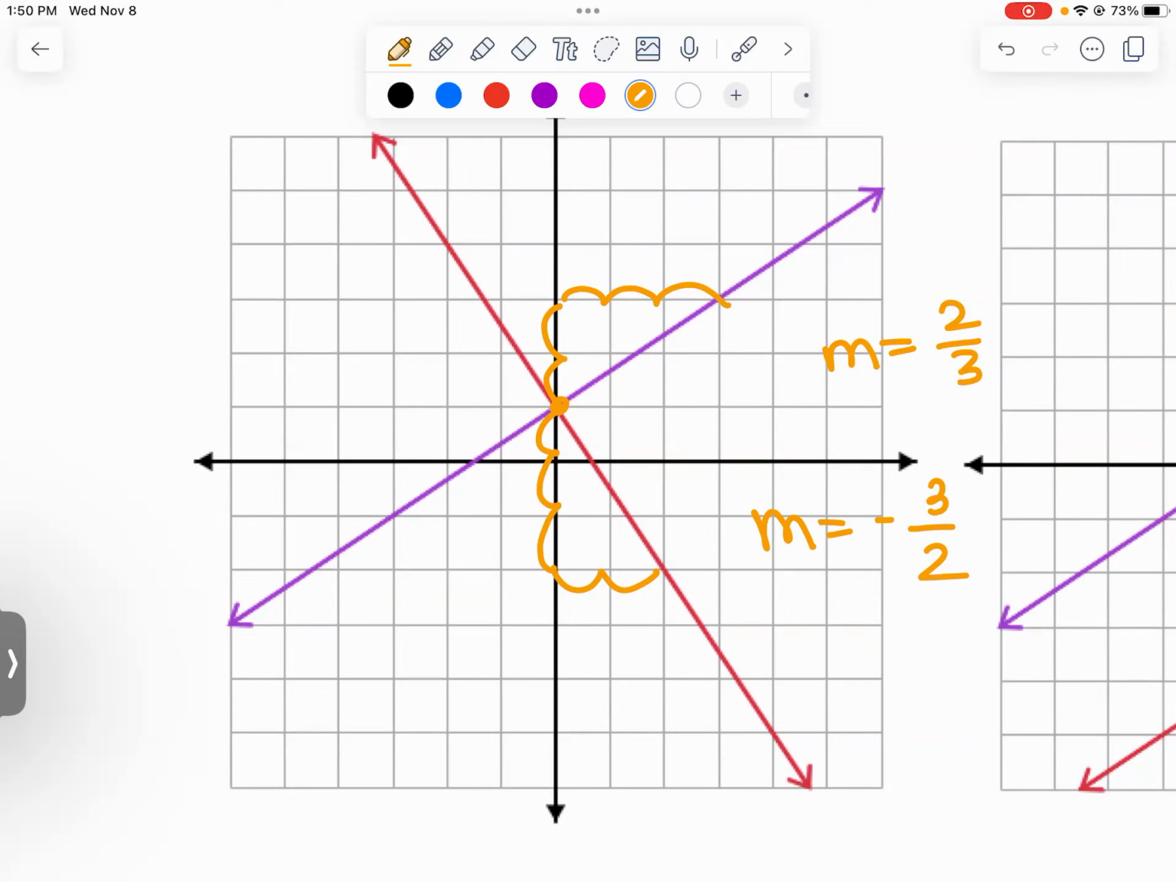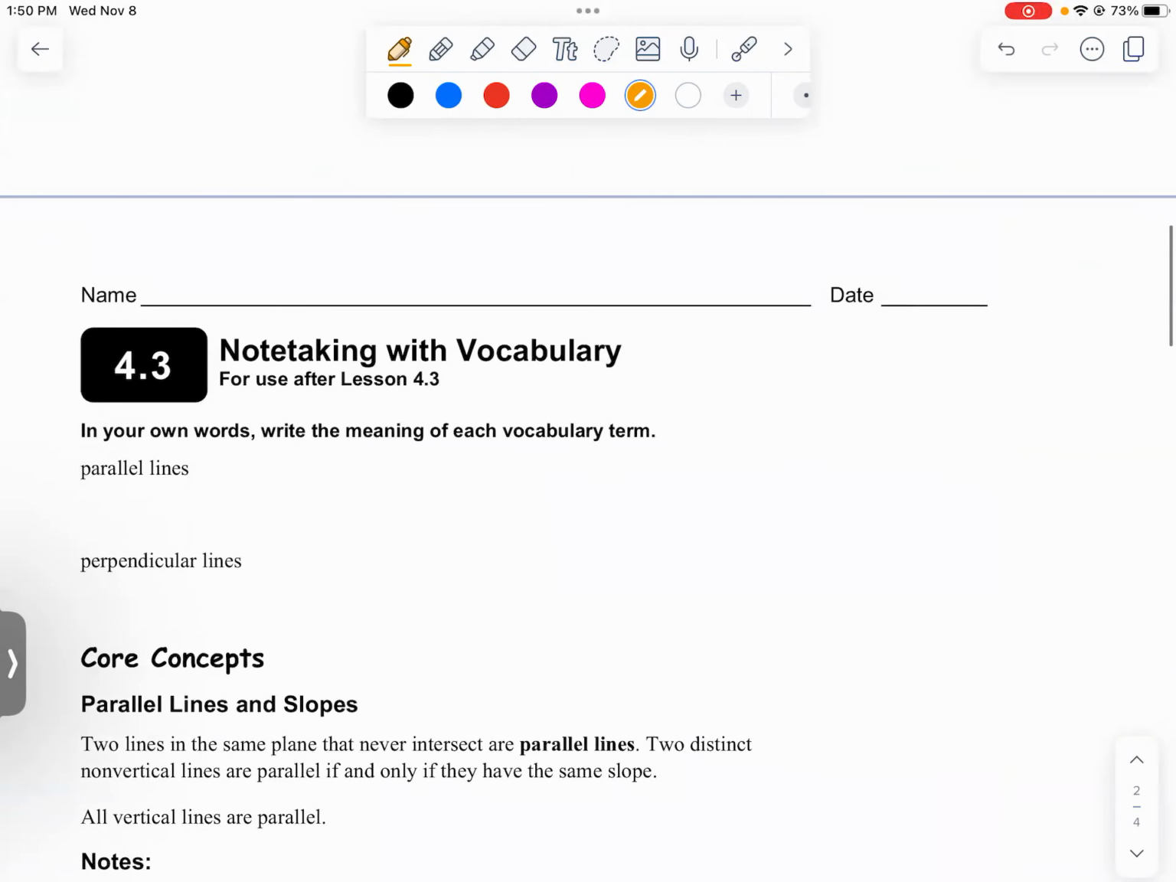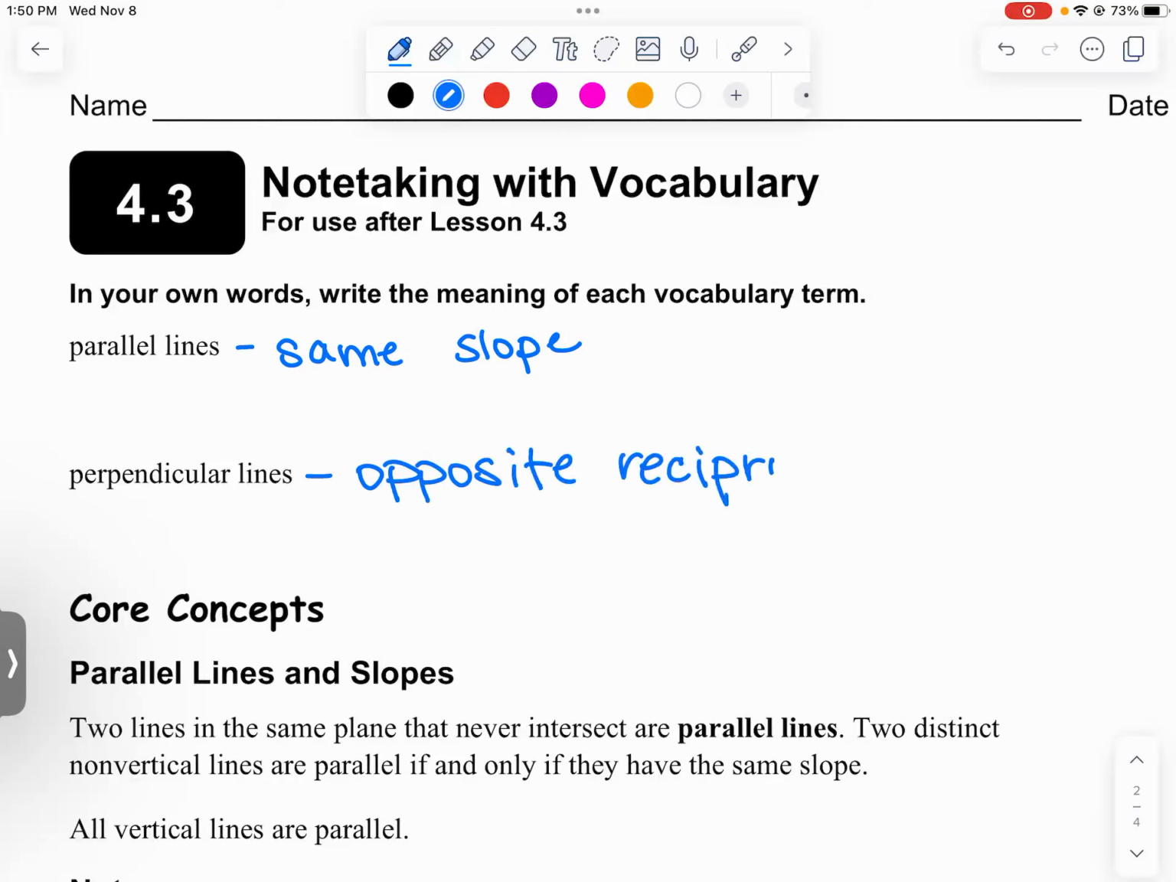Flips upside down. Okay. So how about you turn to page 108 so that you can write down that parallel lines have the same slope and perpendicular lines have opposite reciprocal slopes.